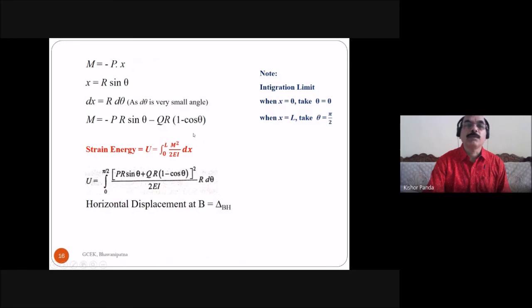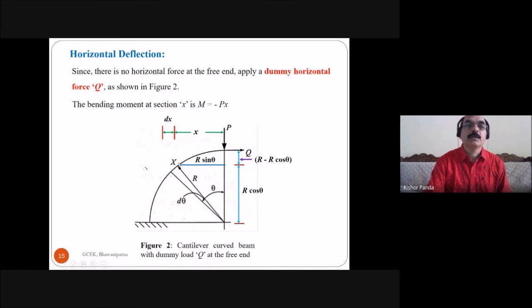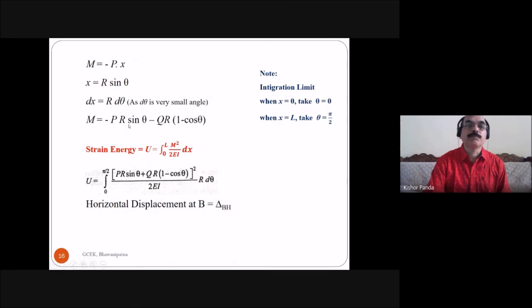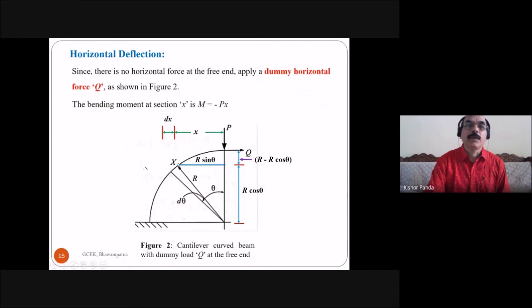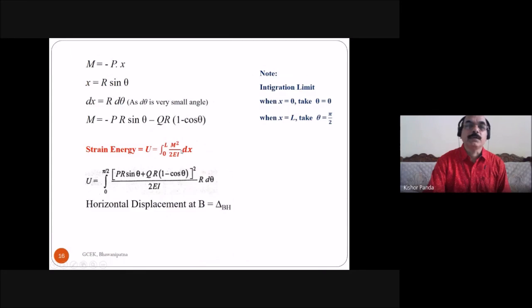So what is the total moment here? Total moment is equal to minus PR sin theta minus QR into 1 minus cos theta. This is the moment at a section X from the P and B. Then what is the strain energy formula? U is equal to integration 0 to L of M square by 2EI into dx. So put the moment in the strain energy formula: U is equal to integration 0 to pi by 2 of PR sin theta plus QR into 1 minus cos theta, whole square, by 2EI into R d theta.